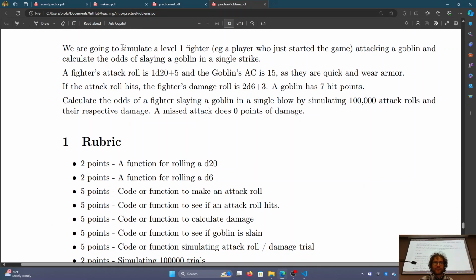So, simulation. We're going to simulate a level 1 fighter, in other words, a player who just started the game, attacking a goblin and calculating the odds of slaying this goblin in a single strike. The fighter has an attack roll of 1d20 plus 5, and the goblin's AC is 15, since they're quick and they wear armor. If the attack roll hits, the fighter's damage is 2d6 plus 3. A goblin has 7 hit points. Calculate the odds of a fighter slaying a goblin in a single blow by simulating 100,000 attack rolls and their respective damage. A missed attack deals 0 points of damage.